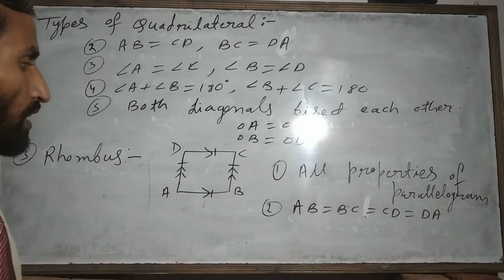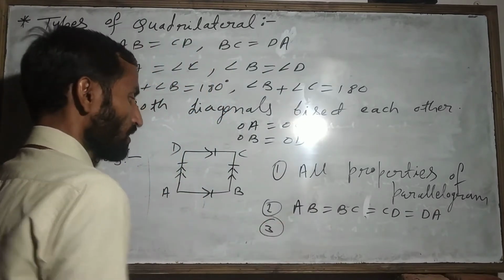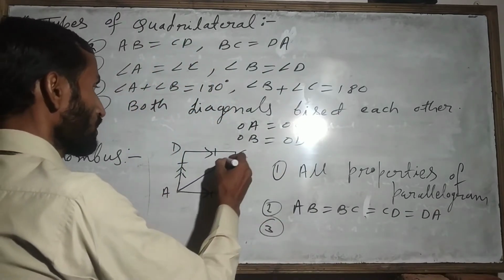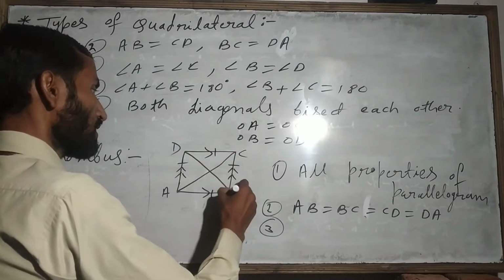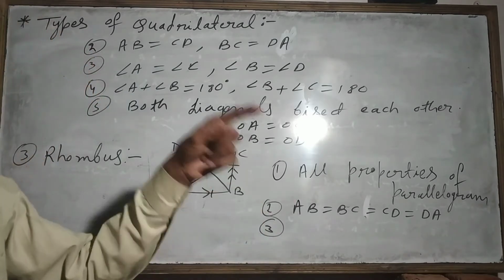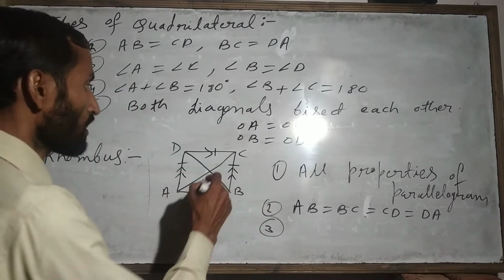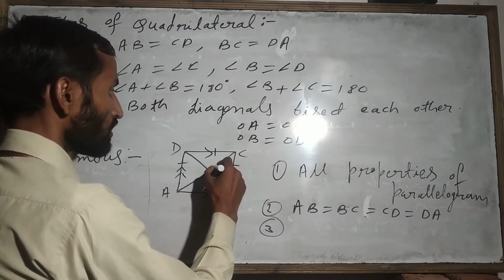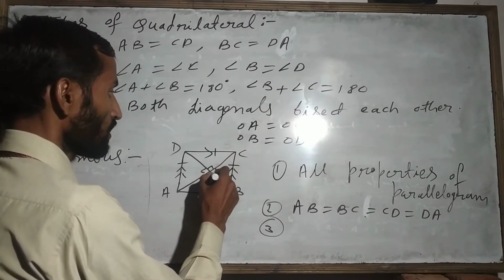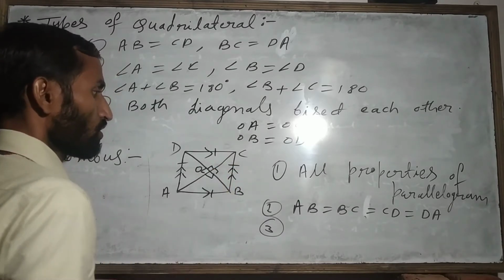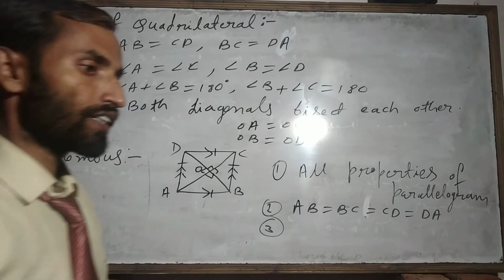Now there is one more new property in the diagonals. Just see here, the diagonals will bisect each other as well as bisect at 90 degrees. This angle is 90 degrees, this one is 90 degrees, this one is 90 degrees, and this one is 90 degrees. So they bisect as well as at 90 degrees.